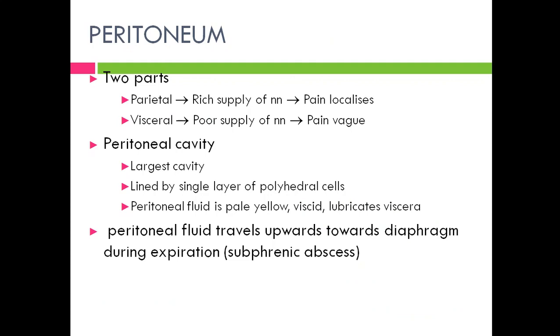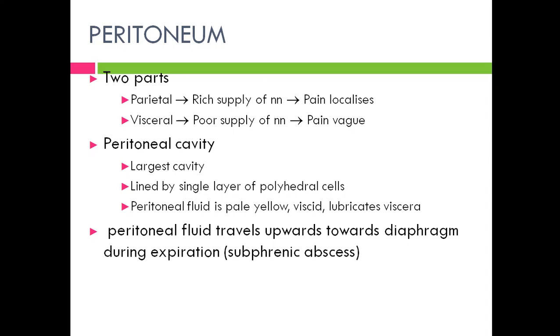The peritoneal cavity is the largest lined cavity in the human body, and it is lined by a single layer of polyhedral cells. The peritoneum contains fluid which is pale yellow in color, which is viscid, and its function is lubrication of the viscera as well as absorption, the principle which is being used in peritoneal dialysis.